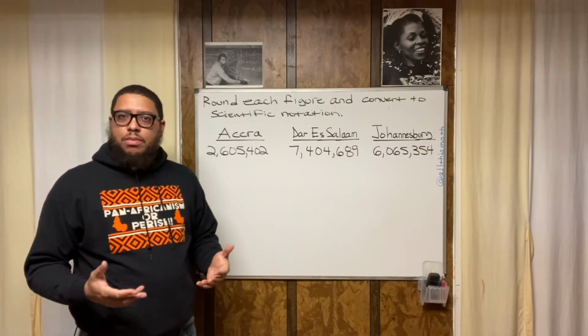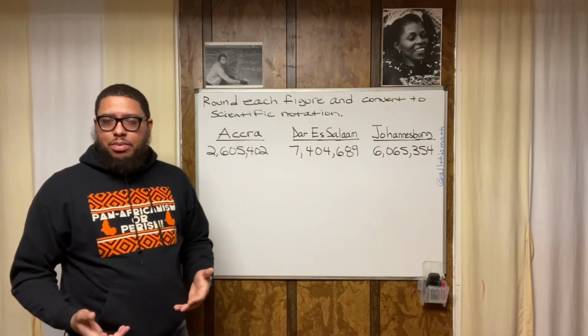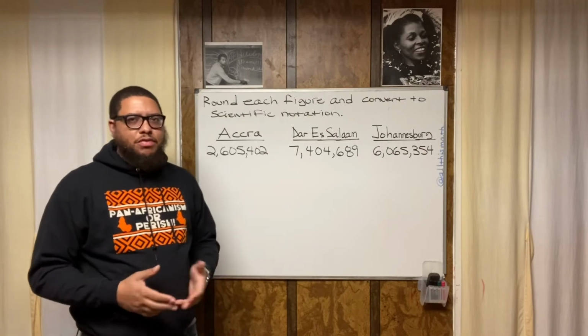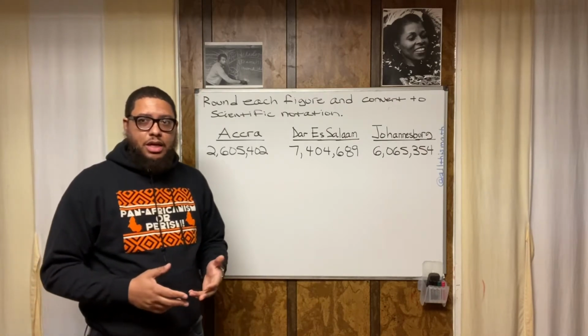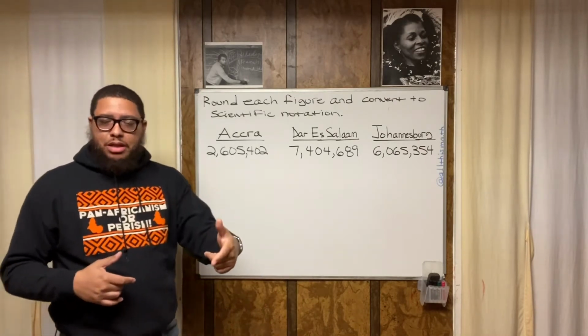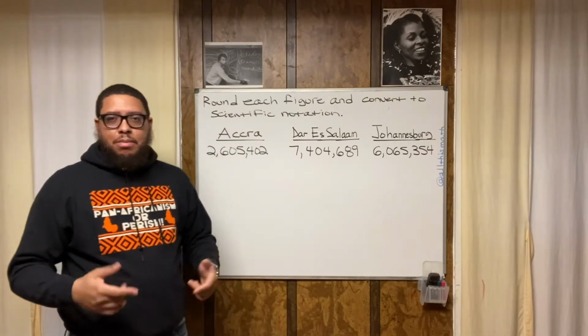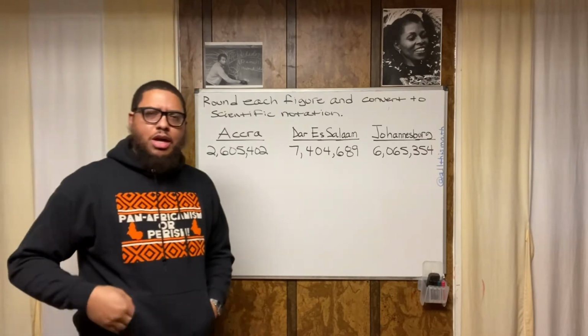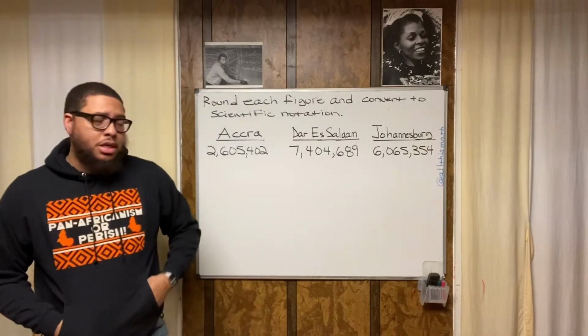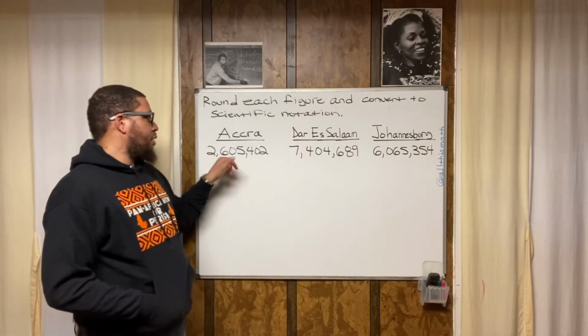Nkrumah was the first president of Ghana when it became an independent nation, I believe, in 1957, if not 1958, after he returned to the motherland after having earned a bachelor's degree from Lincoln University and a couple of other degrees from a couple of other places, right? So that's Accra. Accra is the capital of Ghana.